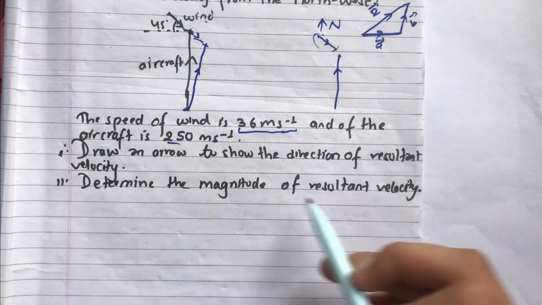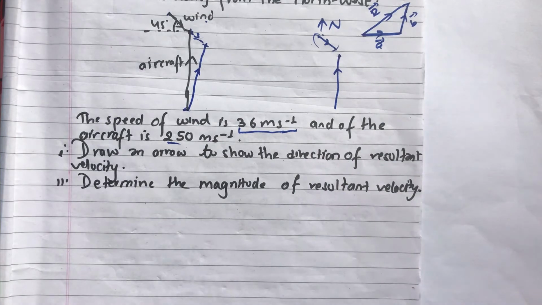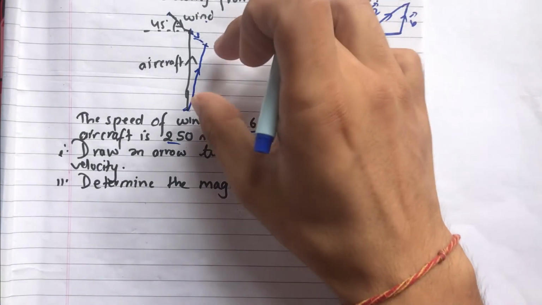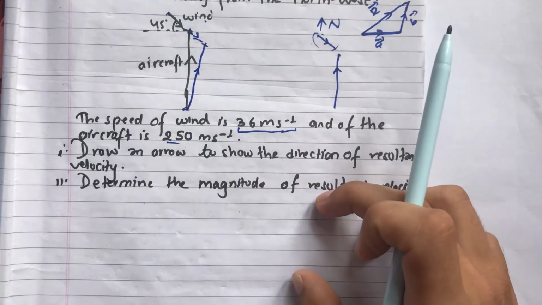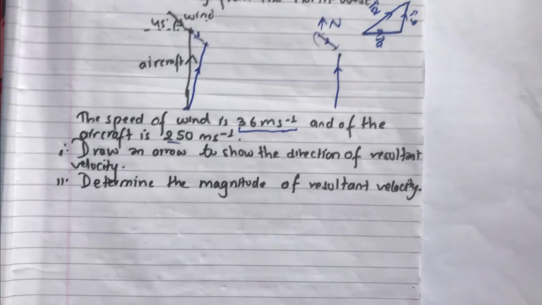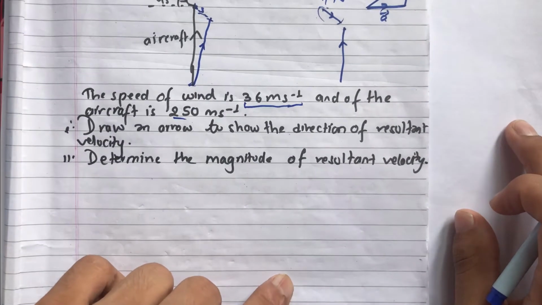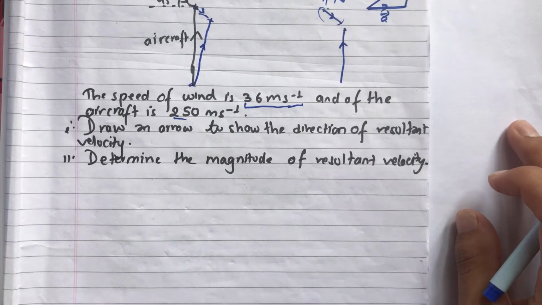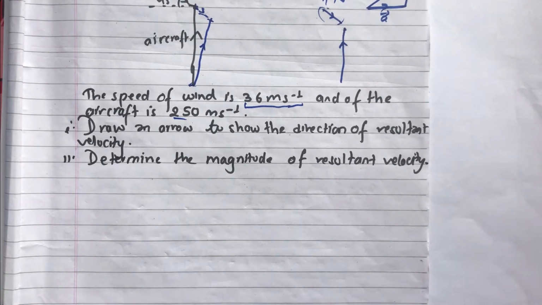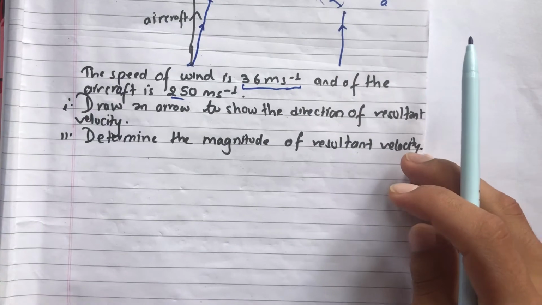Now we need to determine the magnitude of resultant velocity. Basically, if you had drawn this way, you could have measured the length and then written the result directly, right? But for now, what I'm going to show you is how to determine the magnitude of resultant velocity mathematically. Let's see.